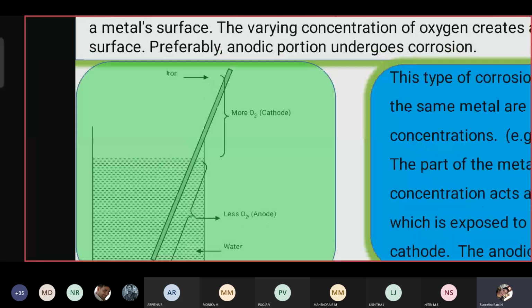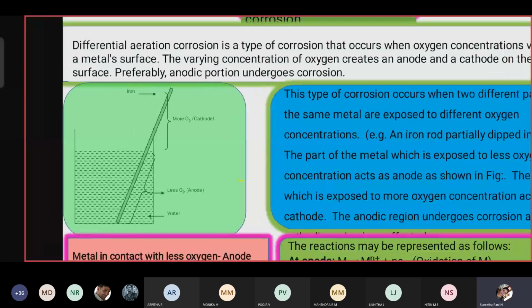So, difference in the aeration gap. Differential aeration corrosion is a type of corrosion that occurs when oxygen concentrations vary across the metal surface. The varying concentration of oxygen creates an anode and cathode on the metal surface. Preferably the anodic portion undergoes corrosion. If there is a difference in air portions, the less aerated portion acts as an anode and the more aerated portion acts as a cathode, and the portion acting as an anode is affected by the corrosion.